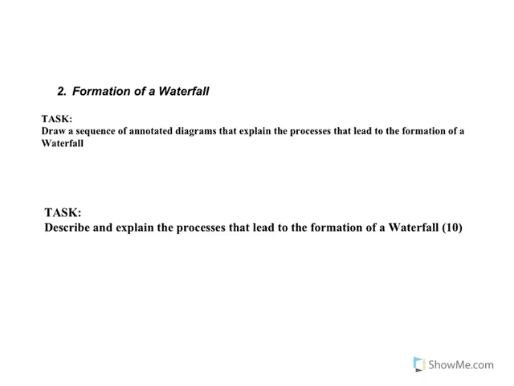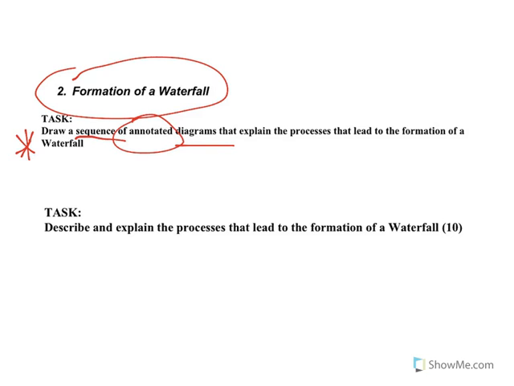Okay, in this tutorial I'm going to help you understand how to explain the formation of a waterfall. And there are two particular steps in this task. The first one is where you are going to draw a sequence, that means more than one, of diagrams which are going to be annotated. And these diagrams will help explain the processes, and that's a key point, that will result in the formation of the river feature known as a waterfall.